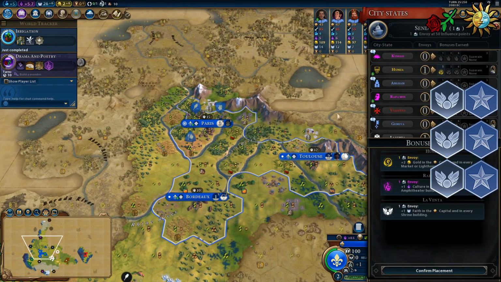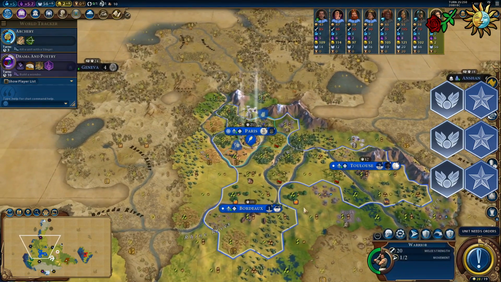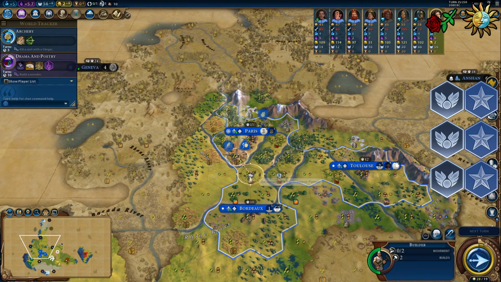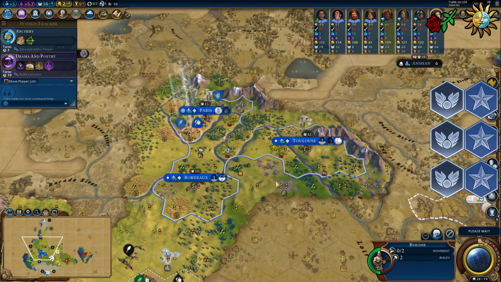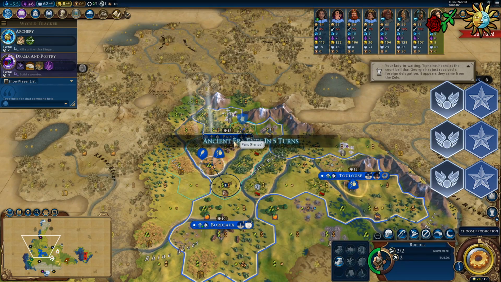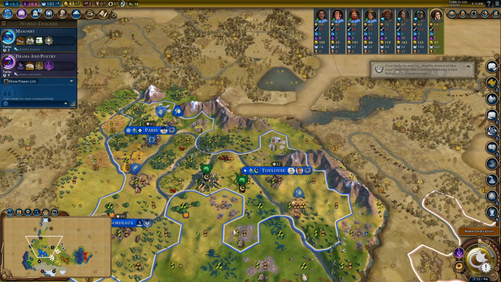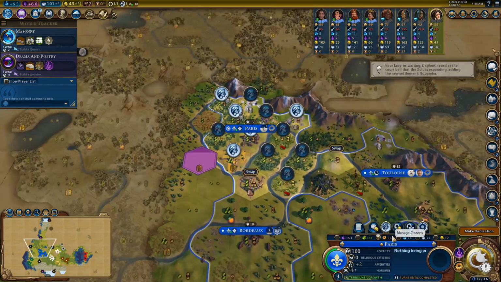To boost Drama and Poetry, you have to build a wonder. Usually it's the Temple of Artemis or Hanging Gardens. In this case, I will build Hanging Gardens in Toulouse. It is important to produce a few builders because you have to chop some woods. With the help of a few chops, I was able to build Hanging Gardens by turn 31.